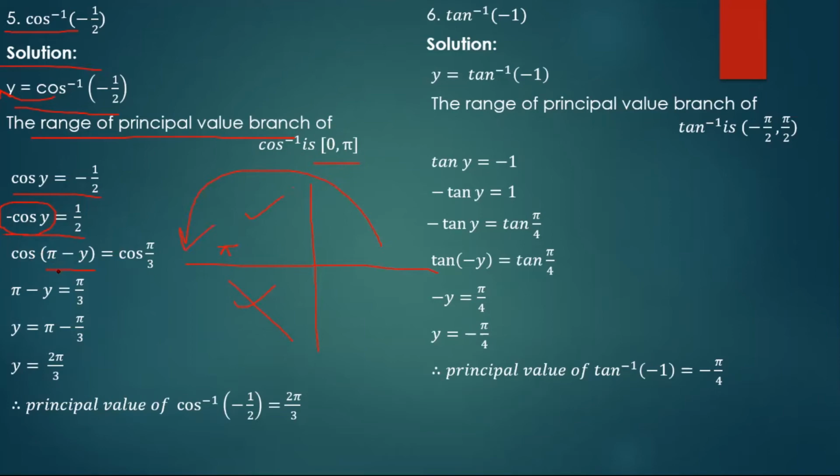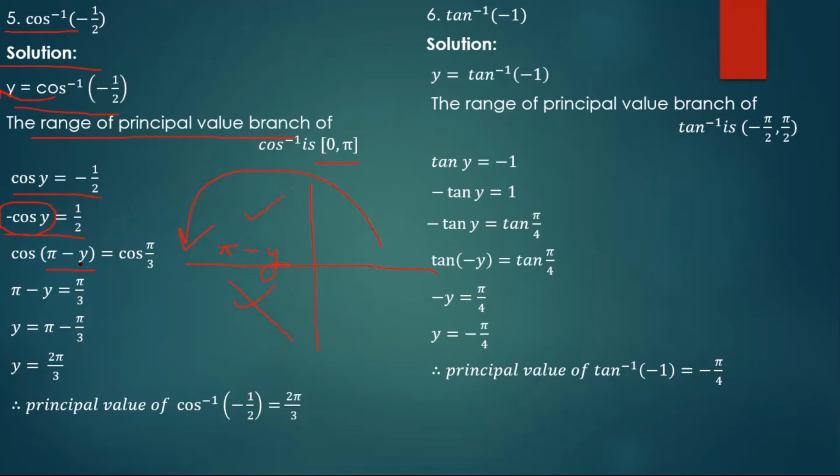Did you all understand why I took pi minus y? Because here cos is negative, and cos is negative in the second and third quadrant. So why didn't I take the third quadrant, that is pi plus y? The reason is that my range is 0 to pi, so only the first and second quadrant are included. And my cos is negative in the second quadrant. That is pi minus y. Is it clear?